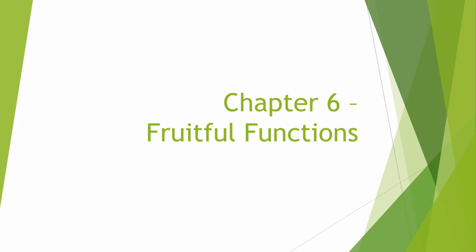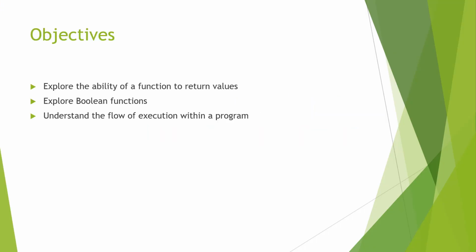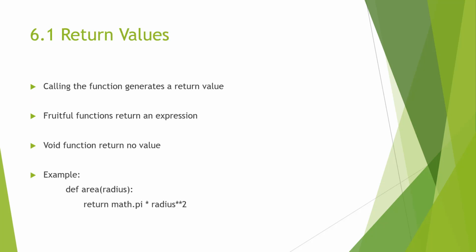Welcome, Chapter 6, Fruitful Functions. In this chapter, we're looking at the ability to return values in a function. We're going to be exploring our Boolean functions more, and we're going to look at the flow of execution of a program. So first of all, a return value.